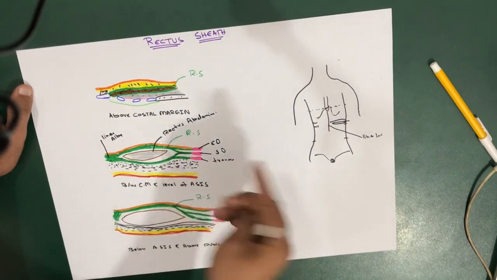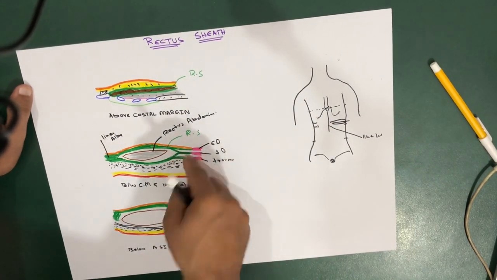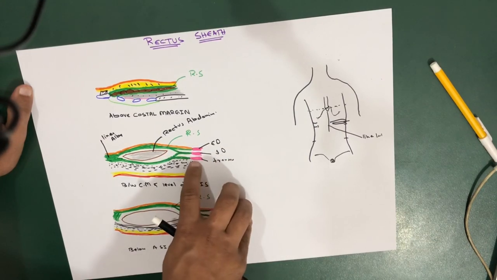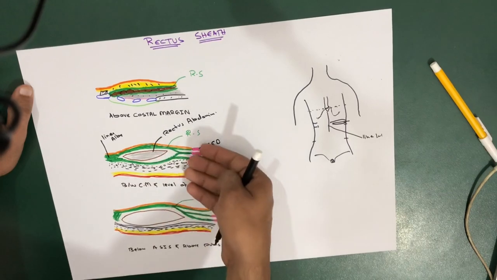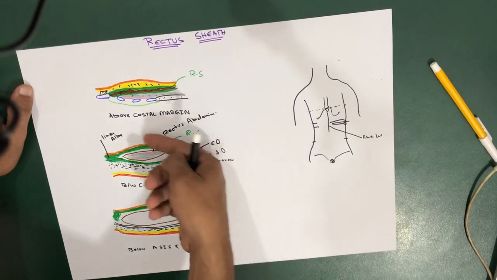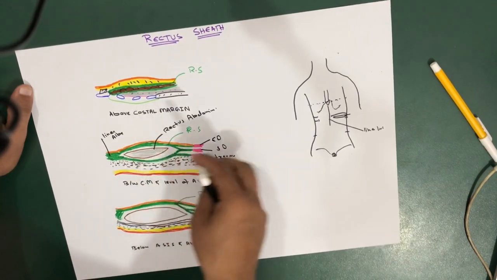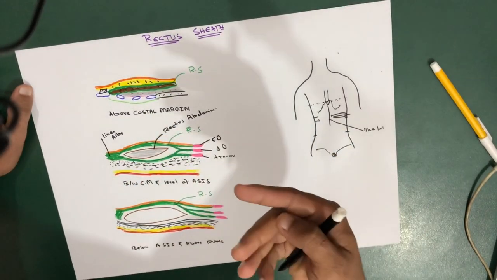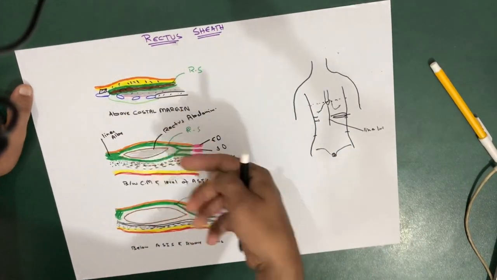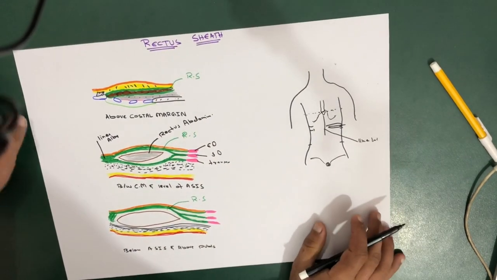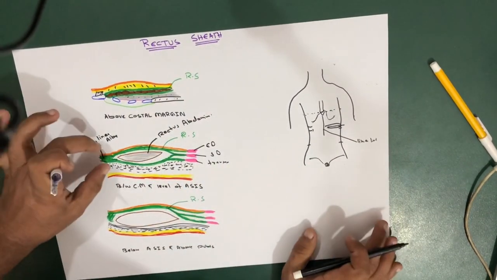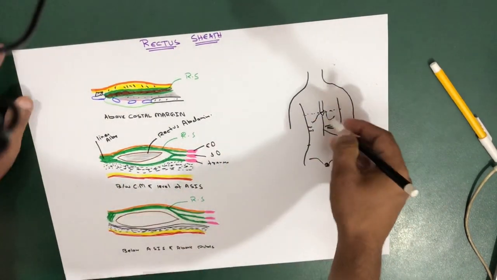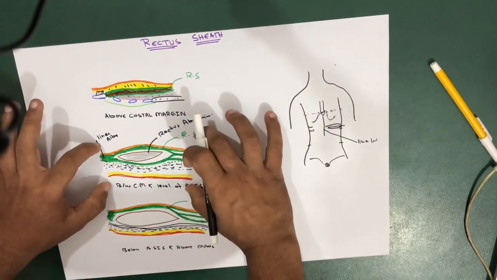In the posterior region, it is formed by the posterior part of the internal oblique muscle and the transversus muscle's aponeurosis. The external oblique aponeurosis goes anterior, the transversus goes posterior, but the internal oblique divides, providing its anterior aponeurosis fibers on the anterior side and its posterior aponeurosis fibers on the posterior side, and they again merge to form the linea alba. So this is the picture in this area.